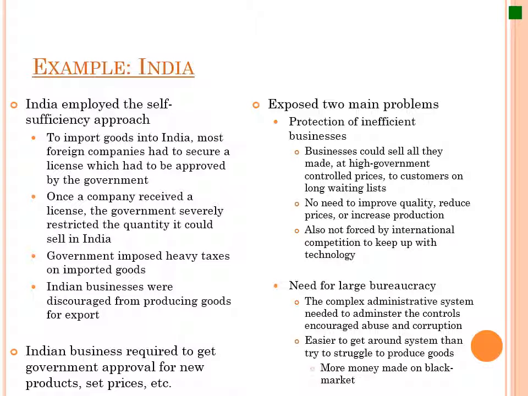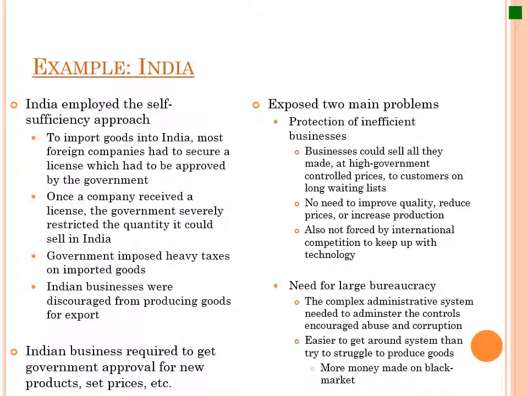The idea was to promote business in India and encourage Indian companies to do manufacturing. They had to get government approval for new products, and the government set prices. The problem with this was a lot of bureaucracy, a lot of hoops that people had to go through, and it stifled the whole idea. There were two big problems. One, it was inefficient. The government controlled the prices, and customers were on a long waiting list, so there was not enough being produced.